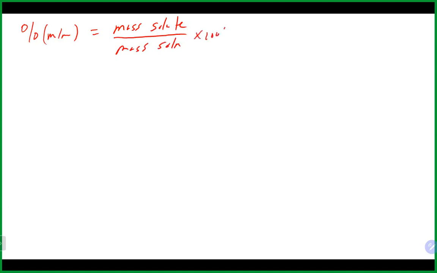We're continuing on chapter 9. We've been talking about solutions. We talked about some concentration, I think, last time. We talked about percent mass to mass, which is the mass of the solute over the mass of the solution times 100%.